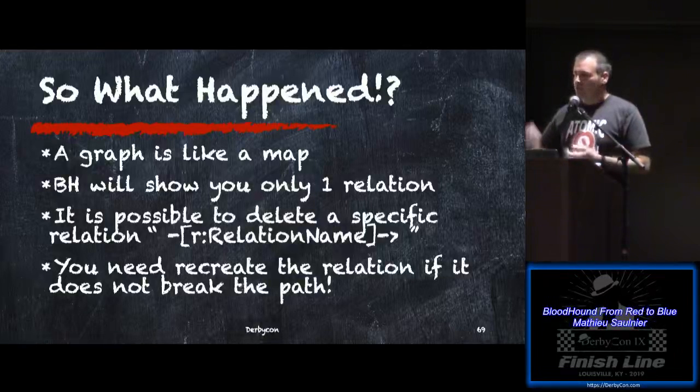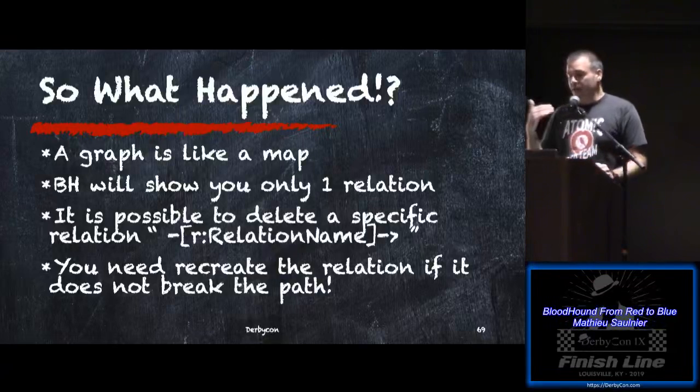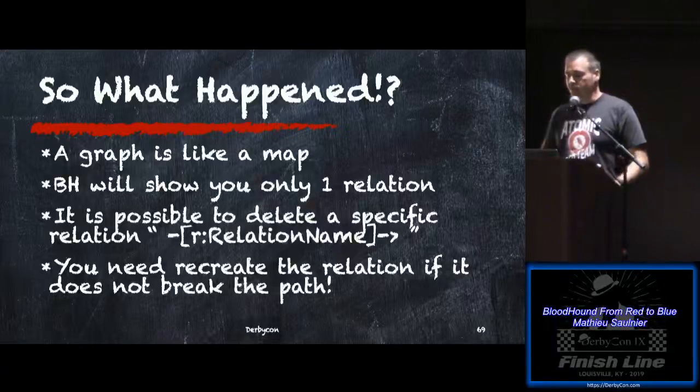So let's recap a little bit what happened. First of all, a graph is like a map. So it's not because you close one street between 2 cities that you cannot reach that city. There's always another, well, most of the time there's another way to get there. BloodHound will show only one relationship, even if there's more than one. And it is possible to delete a specific relationship if you give it a name.